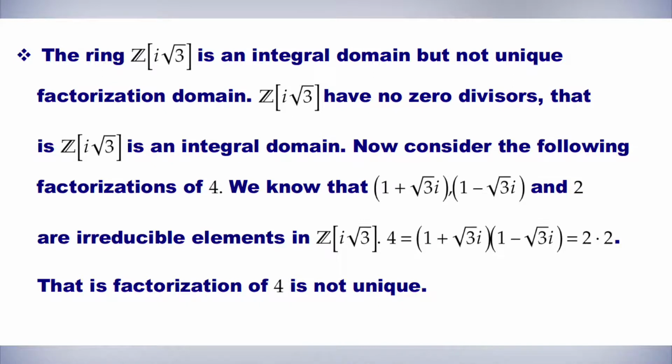Now consider the following factorization of 4. We know that 1 plus i√3, 1 minus i√3 and 2 are irreducible elements in Z[i√3]. Now 4 can be written as (1 plus i√3) times (1 minus i√3), that is 2 times 2. That factorization of 4 is not unique because you have written it in 2 different ways.